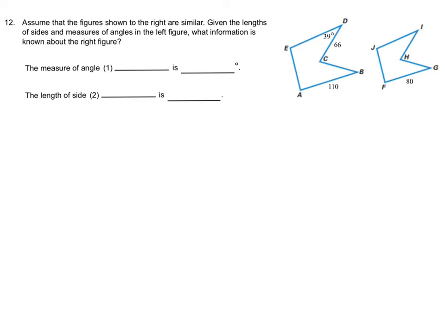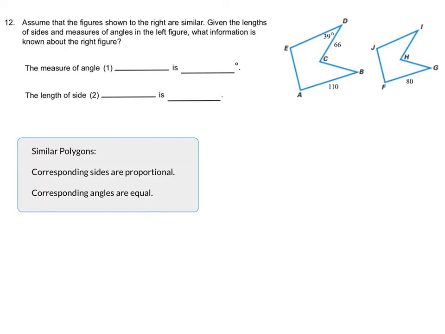Polygons Part 3. Assume that the figures shown to the right are similar. Given the lengths of sides and measures of angles in the left figure, what information is known about the right figure? These shapes are similar polygons. That means that their corresponding sides are proportional and their corresponding angles are equal.